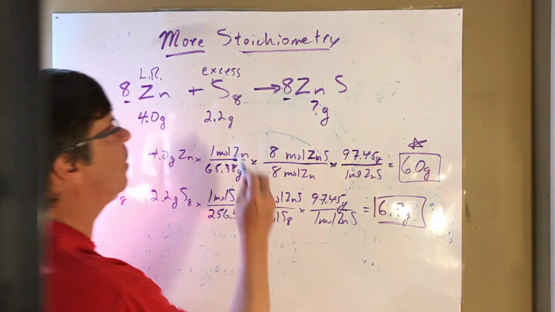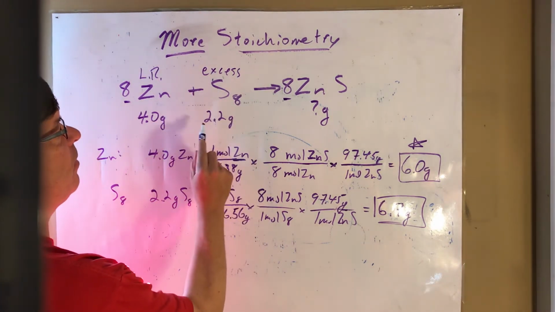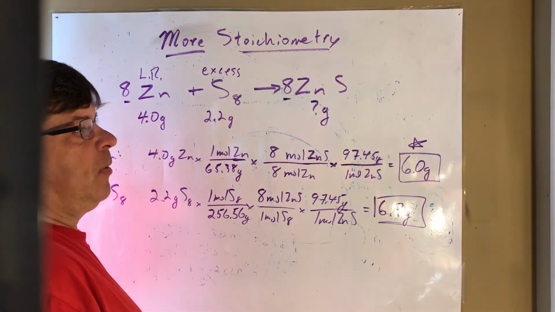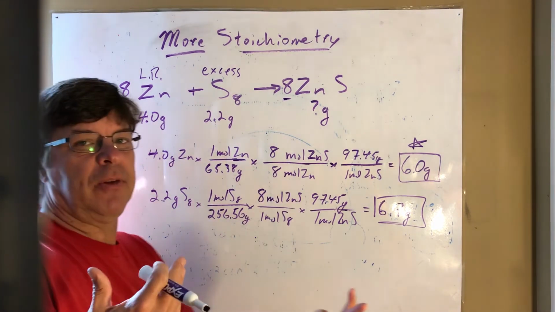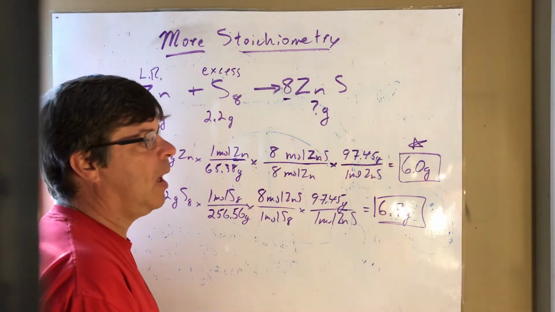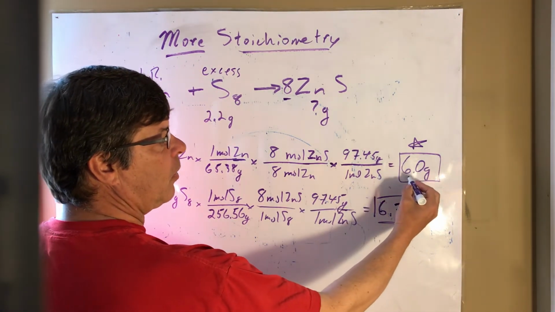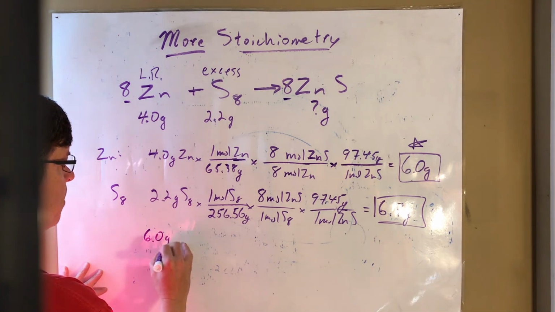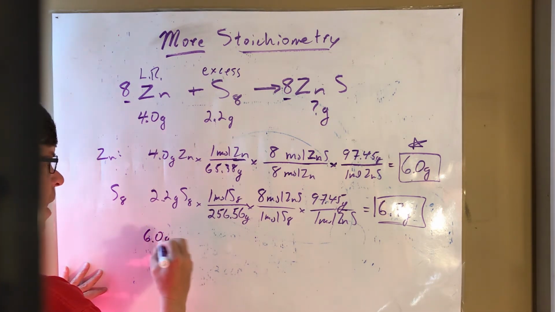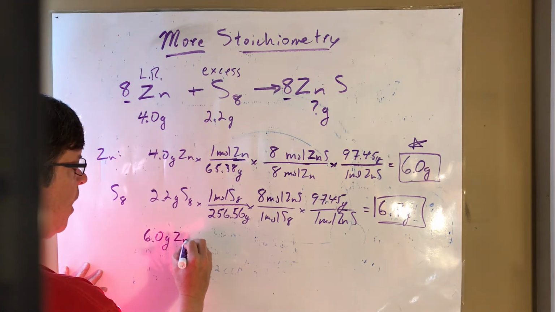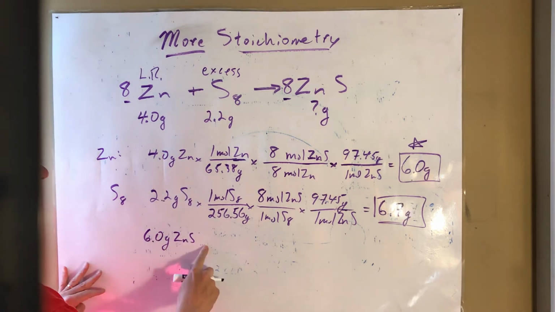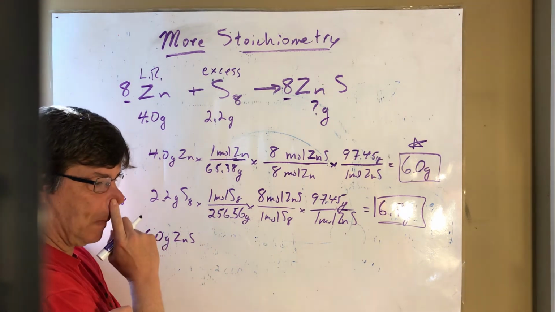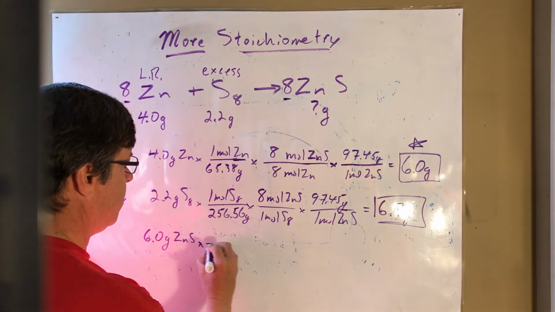Now what we're gonna do is figure out how much of this reacted. So one way of doing this, I would teach you a different way if we were in school, but I think what we should do is this. Just start with this. Let's start with 6.0 grams of zinc sulfide, and let's figure out how many grams of sulfur were used up.